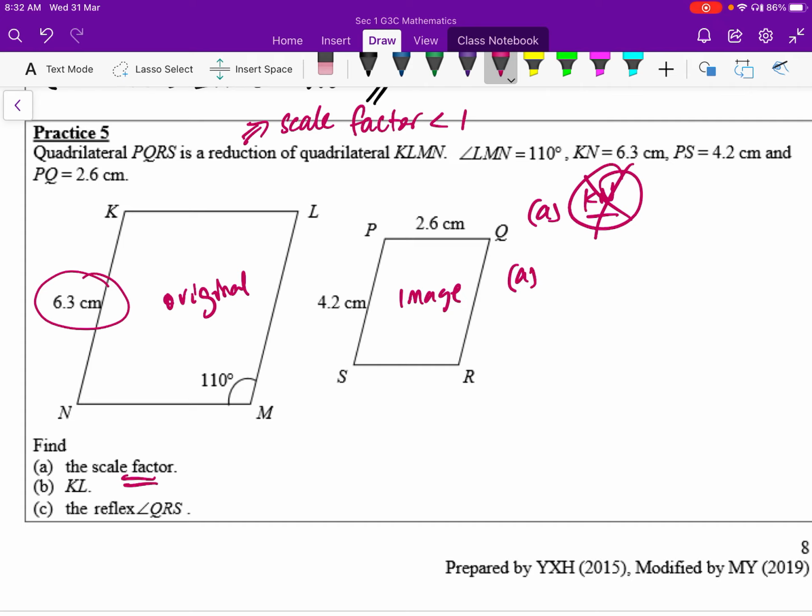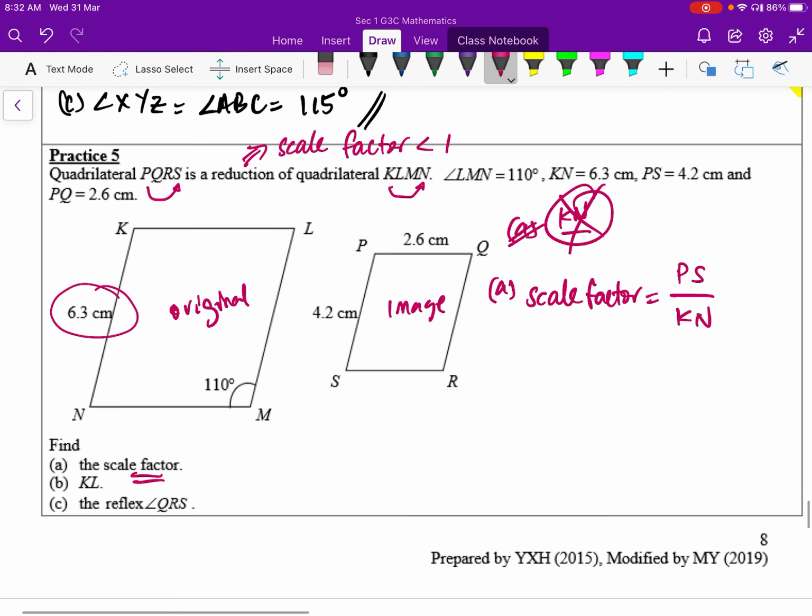So in part A, scale factor is equal to the image of our Kn. We need to find what that is. Kn, its image is Ps. Ps over Kn. Please do not assume, without looking at the name, that these two are corresponding sides. You cannot just assume that. They didn't say it is a parallelogram, right? Maybe, for all you know, its corresponding side is over here. So you need to check the name also.